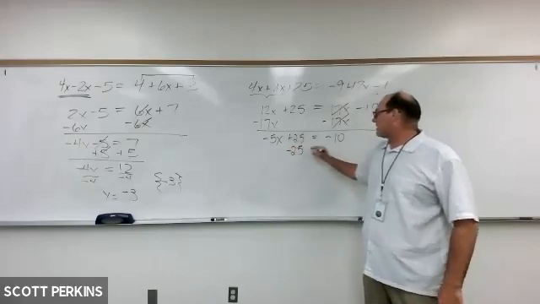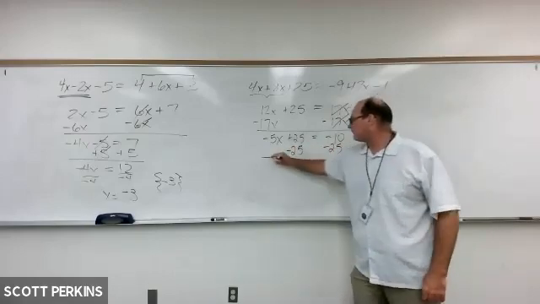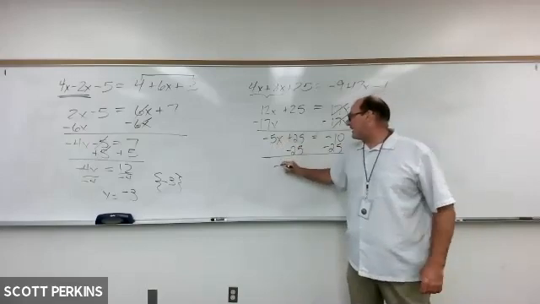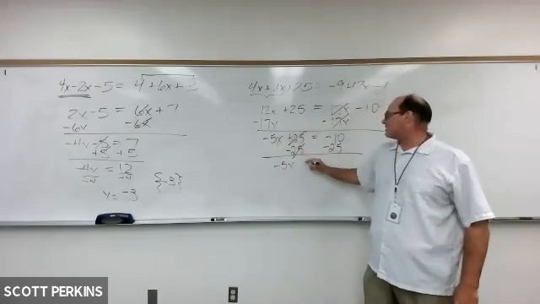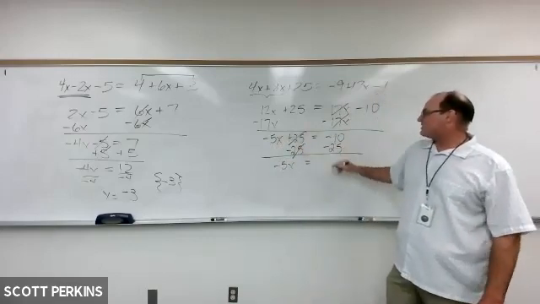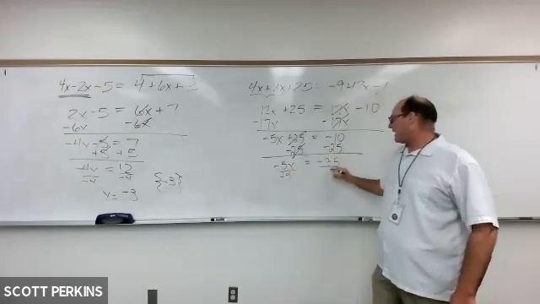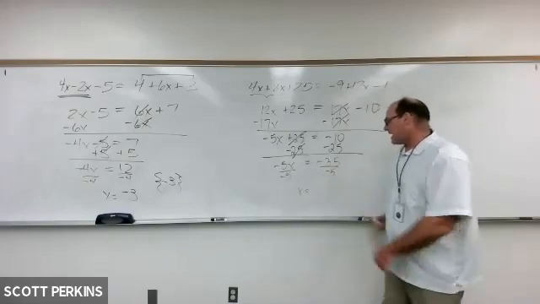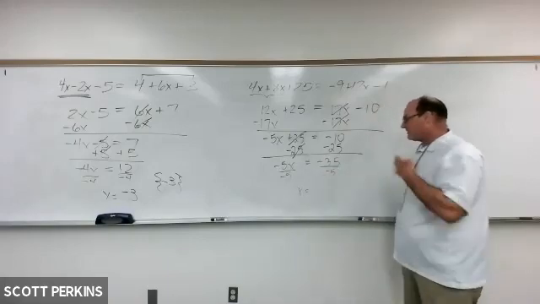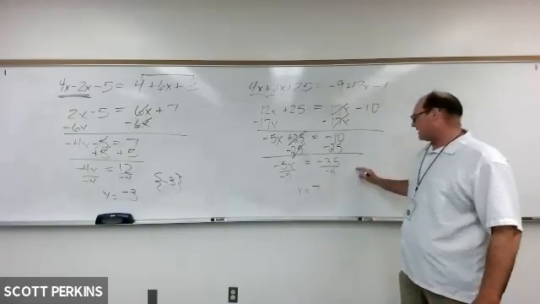I'm going to subtract my 25. Got a -5x. The 25s cancel. -10 minus 25 is -35. And last but not least, I divide. A negative divided by a negative: 35 divided by 5 is 7. It's positive.